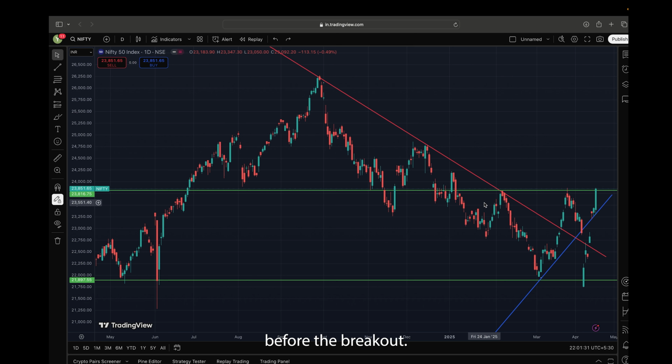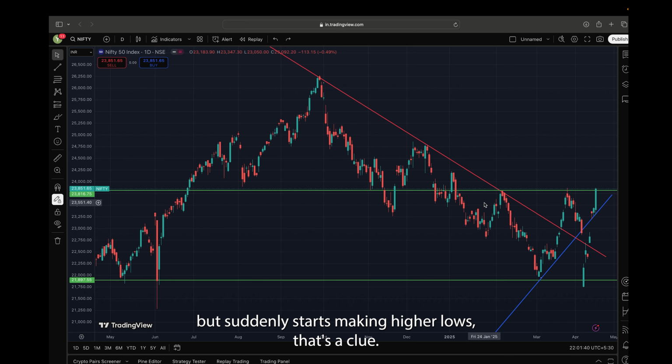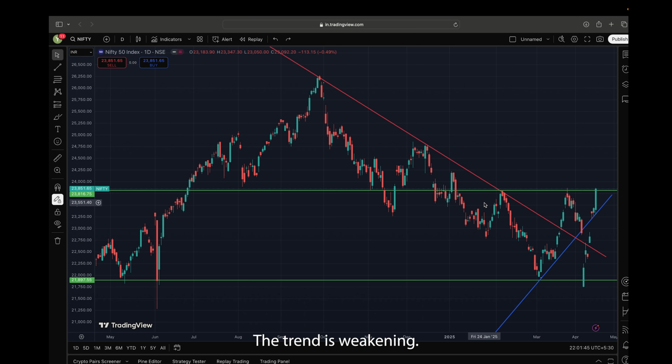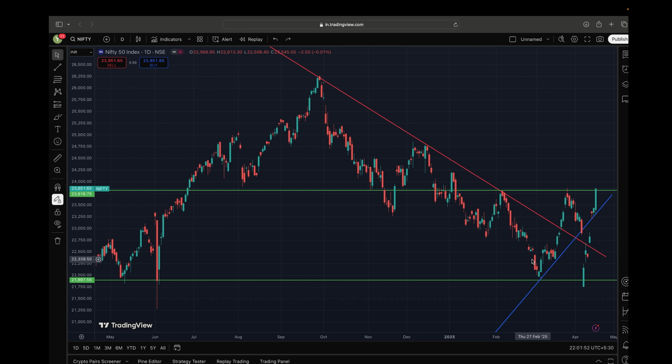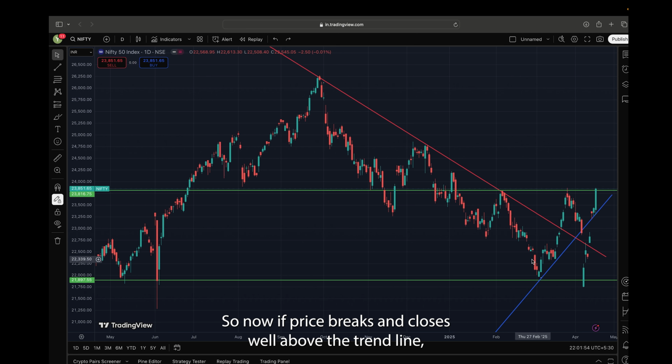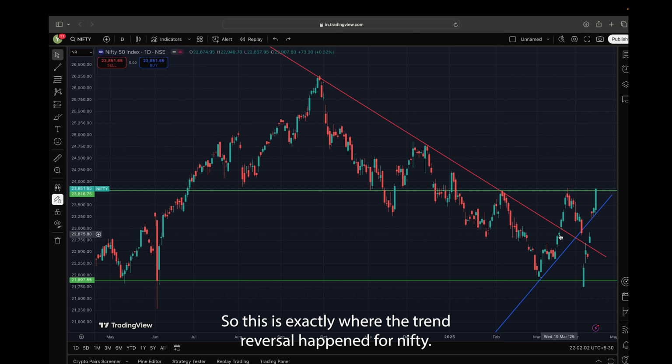Before the breakout, check for weakening structure. If the downward trend has been making lower lows but suddenly starts making higher lows, that's a clue the trend is weakening. So over here we can see it has started to show us that the trend is weakening. So now if price breaks and closes well above the trend line, that confirms a trend reversal. So this is exactly where the trend reversal happened for Nifty.